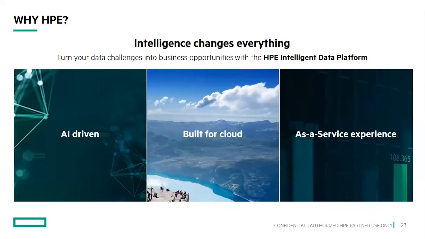Why HPE? As I said, this slide is a takeaway slide. It is the conclusion of the whole presentation: our storages are AI driven, built for cloud, and can be used as a service experience. This is the main core idea behind this intelligent data platform.